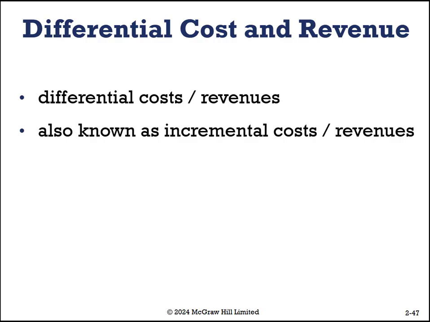So a differential cost and a differential revenue, let's dig in. A difference in cost between any two alternatives is known as a differential cost. And similarly, a difference in revenues between any two alternatives is known as differential revenue. A differential cost is also known as an incremental cost, an increase in cost from one alternative to another. Similarly with an incremental revenue. So we really care about what is the difference between the two alternatives, otherwise known as differential costs, incremental costs, or differential revenues, incremental revenues.